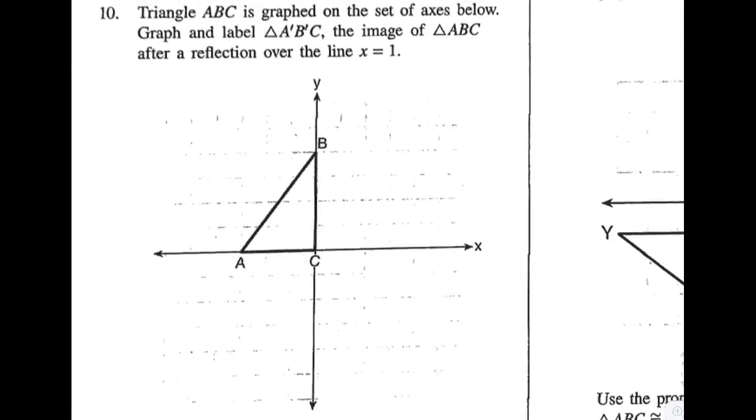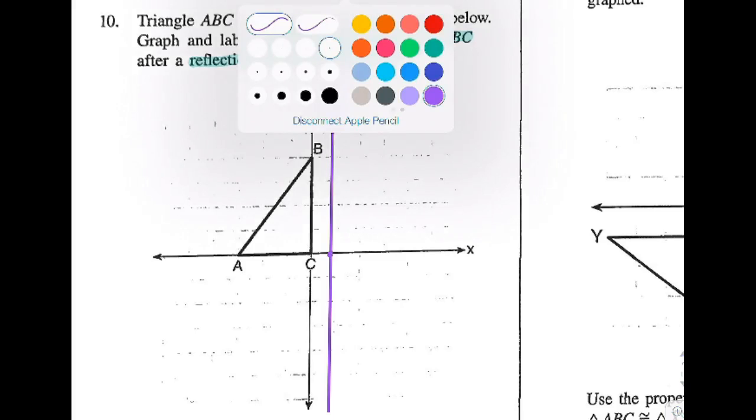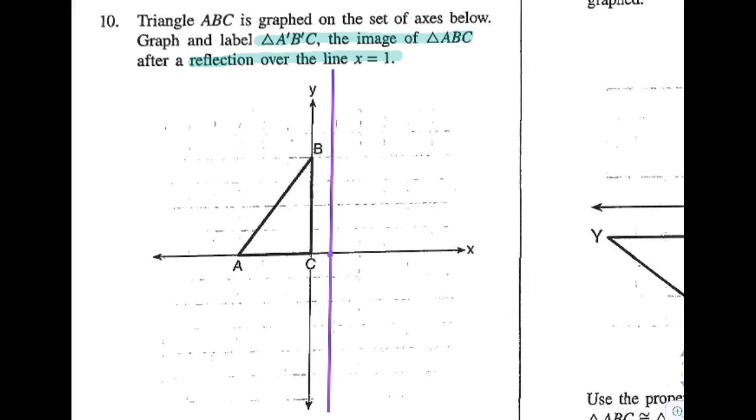Number 10. Graph and label the image A prime, B prime, C prime after reflection over the line x equals 1. I remember this Regents question. This was an actual question on a Regents. The line x equals 1 is a line that cuts through the x-axis at 1, right here. So we're not reflecting over an axis, we're reflecting over that line. So B would be over 1 over another. C would be over 1 over another. A would be over 5, then you got to go over 5 more.